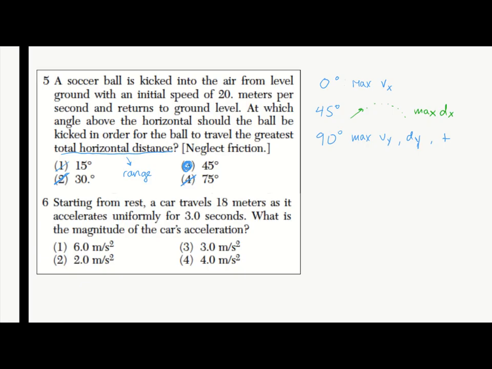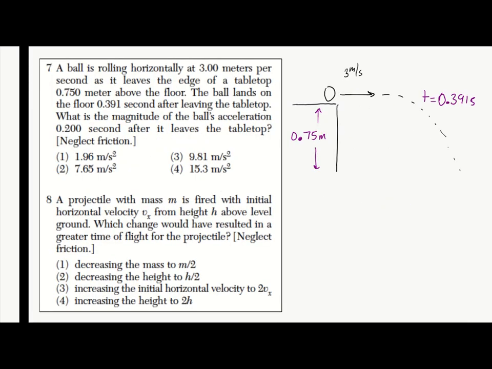Okay, number 6, starting from rest, so I'm going to write vi is 0 already. A car travels 18 meters as it accelerates uniformly for 3 seconds. The stylus is bugging. What is the magnitude of the car's acceleration? So now we're using the last of the big 3 equations, and that's d equals vit plus 1/2 at squared. I'm going to plug that in, and you get that acceleration is equal to 4 meters per second squared. That's choice 4.